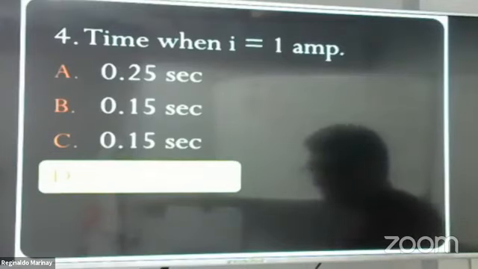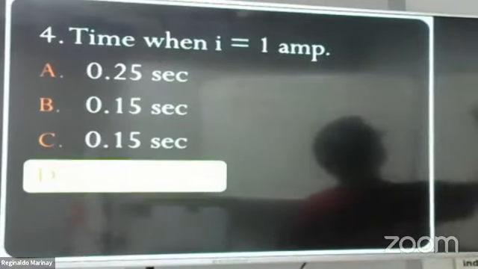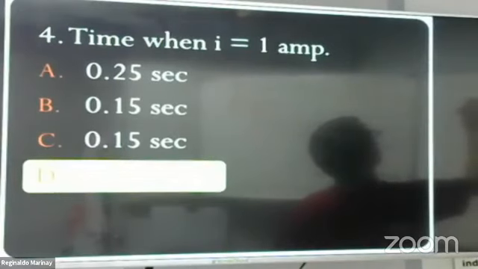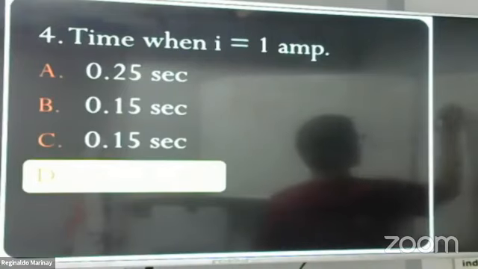Okay. Very good. So, the answer is 0.05 second. Which letter again? Letter D. Let's go to number 5.